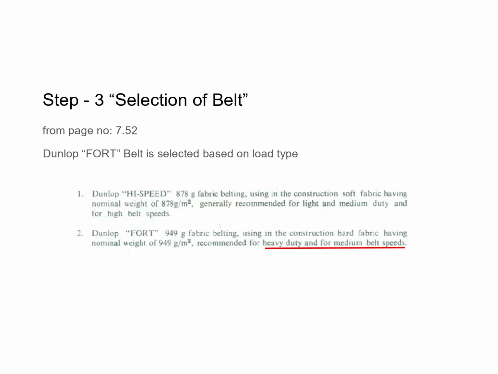Next, step 3. On page number 7.52 of the PSG design data, we can see two types of belts have been given. One is Dunlop high speed, 878 grams per square meter. It is for light and medium duty purposes. And another one, Dunlop Fort, 949 grams per square meter fabric belting, is given. It is mainly recommended for heavy duty and for medium belt speed applications.